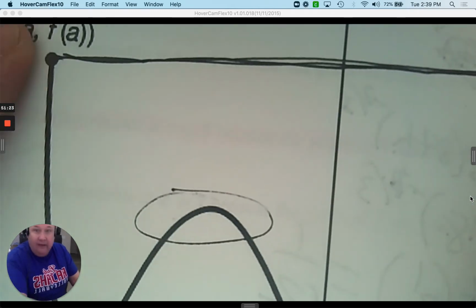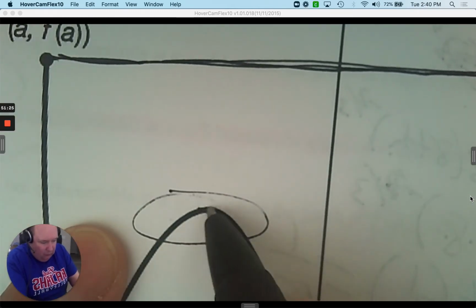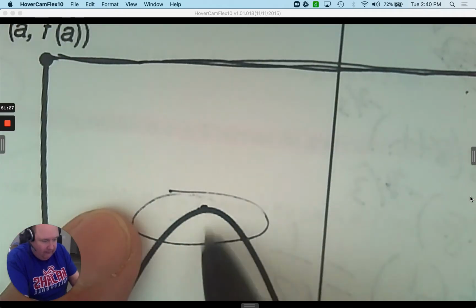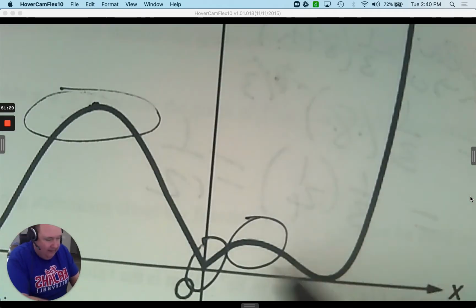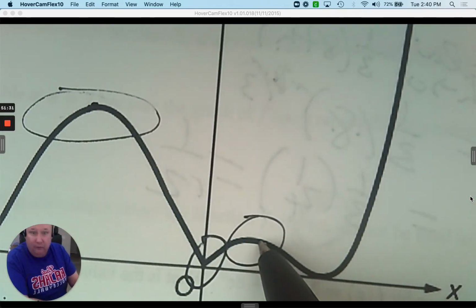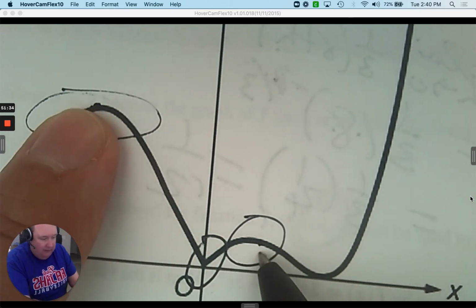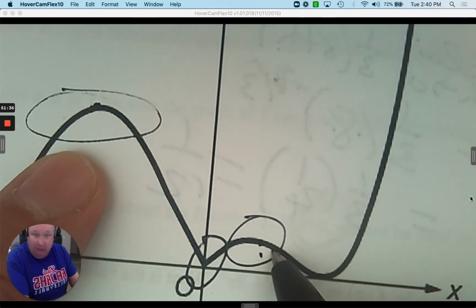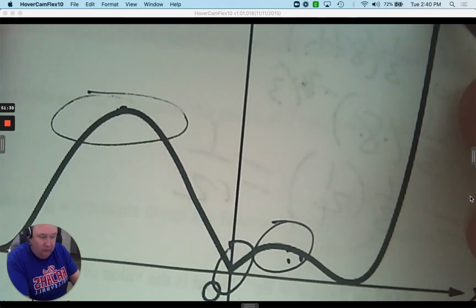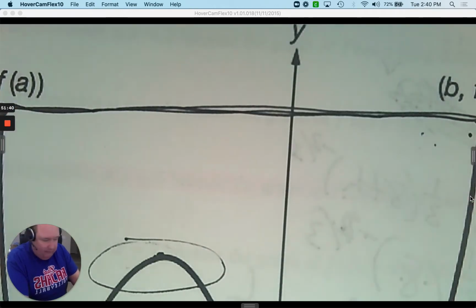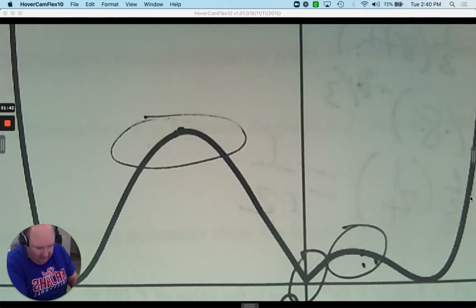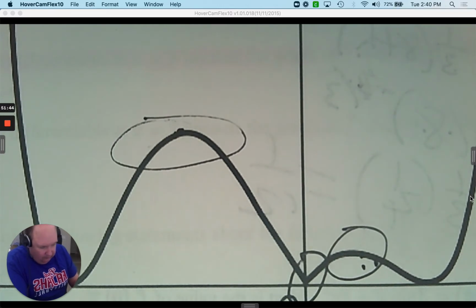So if I took that line, I could get the same slope using this. That same line could touch the graph here, and that same one could touch the graph also here. So I get two places where a prime would equal b prime. Nowhere else could I draw a tangent line and it would have the same slope. So the answer I get is 2.